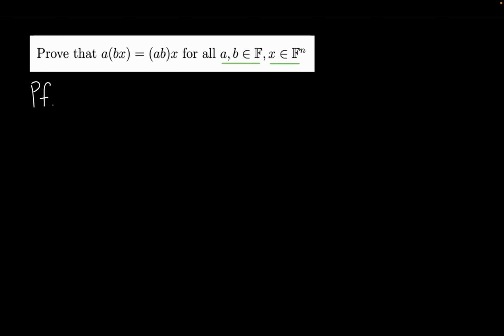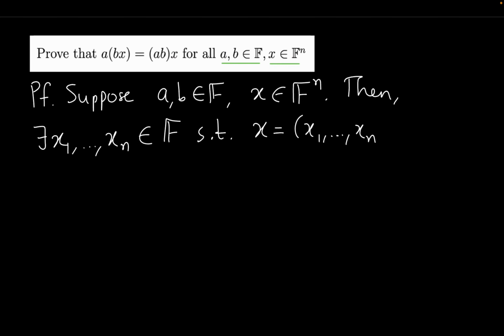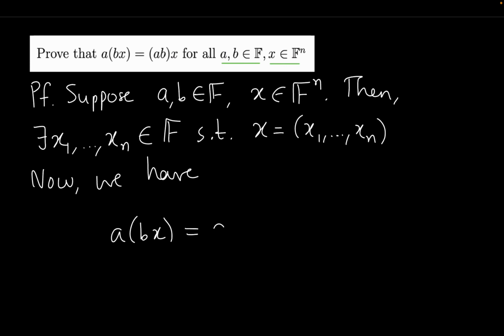We're going to now start with the proof. Suppose a and b are members of field F and x is a member of Fn. Then again, the same thing that we did in our scratch work: there exist n scalars x1 through xn such that x can be written as a list x1 through xn. Now, let's start with the left hand side. We have a times bx is equal to a times b times x1 through xn.